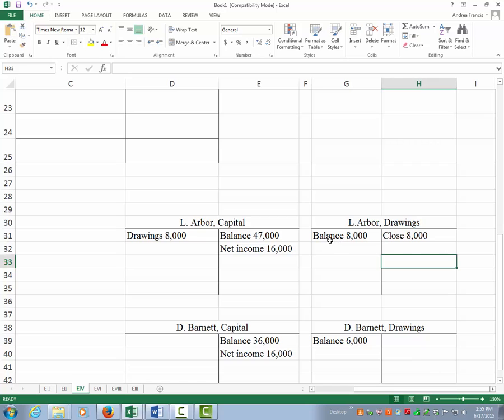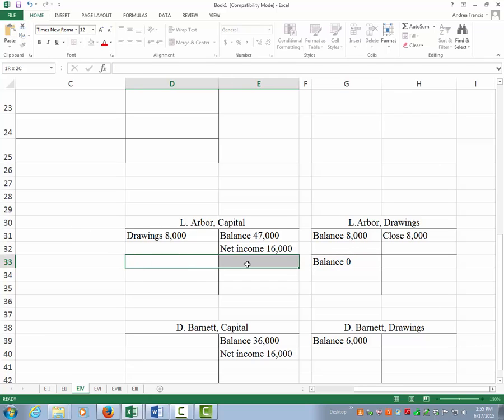So what happens now to drawings? If we rule a line and we calculate the balance, what we'll see is that the balance on drawings is 0, right? I put the balance on the debit side because drawings has a normal debit balance even when it's 0. And for Arbor's capital, we have to do the calculation, right? Add these two credits and subtract the debit, and in the end we will get a balance for Arbor of 55,000 credit.